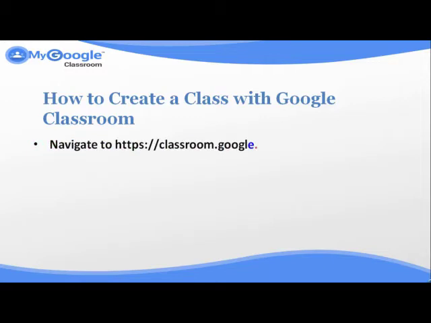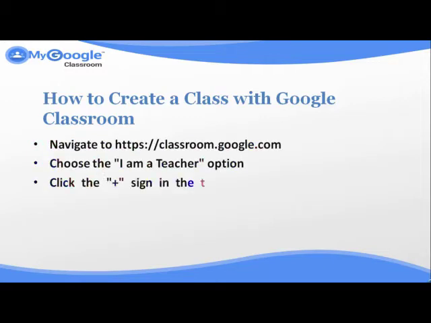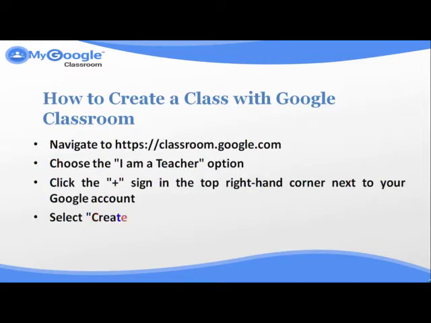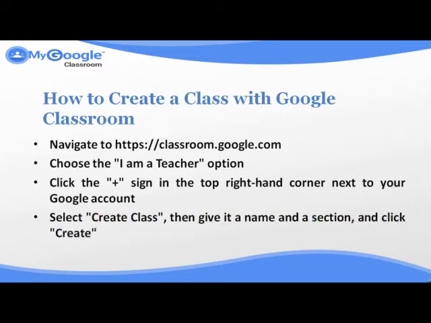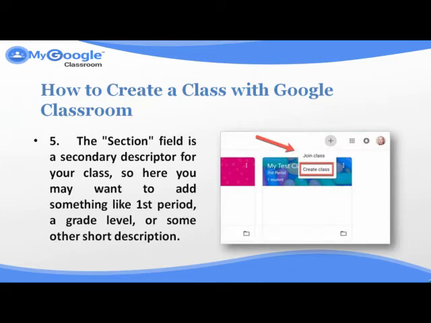Navigate to the website classroom.google.com. Choose the I am a teacher option. Click the plus sign in the top right-hand corner next to your Google account. Select Create Class. Then give it a name and a section, and click Create. Number 5, the section field is a secondary description for your class, so here you may want to add something like first period, a grade level, or some other short description.